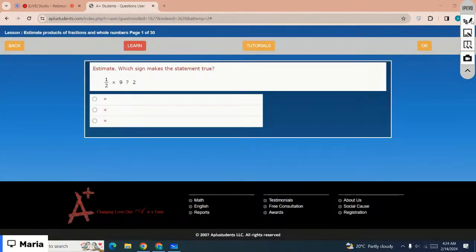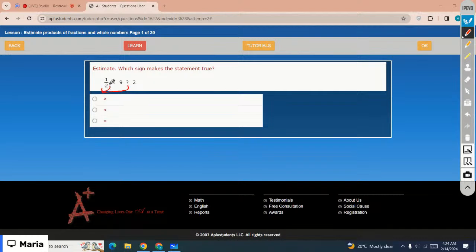Okay, here you have 1 over 2, right? You cannot divide 9 by 2. So you can replace this number by a number that can easily be divided by 2. That is 10, because you have to estimate here. You do not need to find the exact answer, right? You can now solve: 10 times 1 is 10 and 10 divided by 2 is 5. You have to compare now 5 and 2. So 5 is greater than 2. When we do estimation, we round off the numbers to the nearest number that could be easily solved, right? So that's why I replaced the 9 with 10.